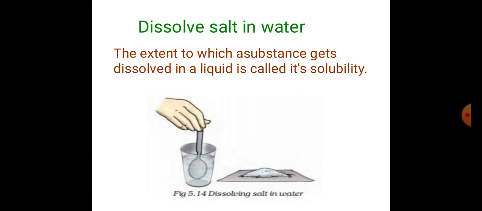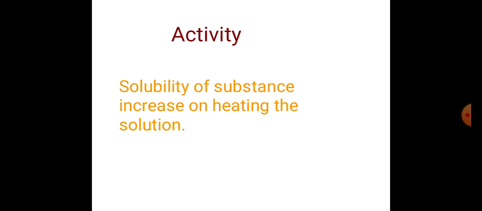Let us perform an activity to understand how we can increase the solubility of a substance by heating. For this activity, we have to take sugar, a beaker, a spoon, water and a Bunsen burner.